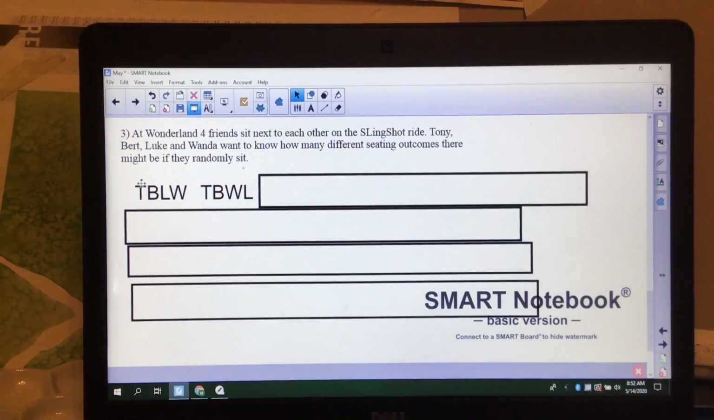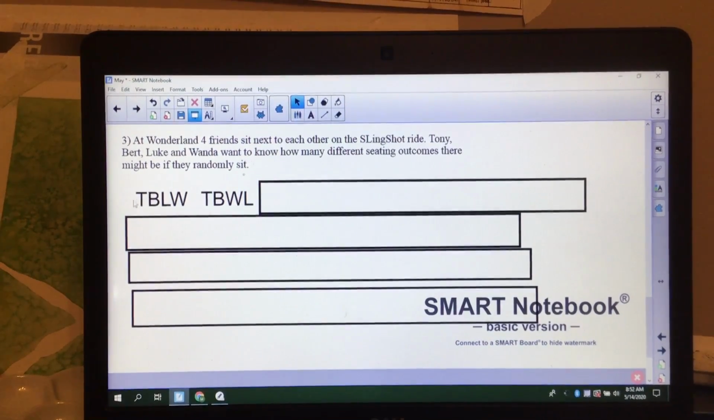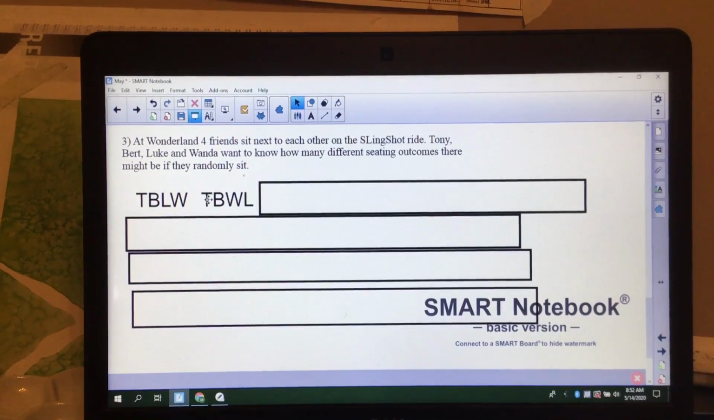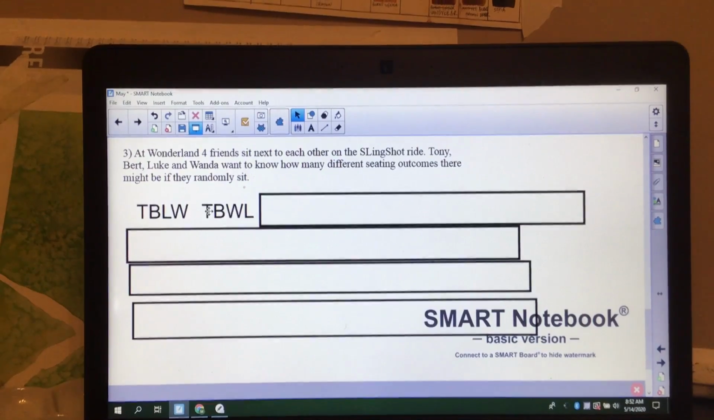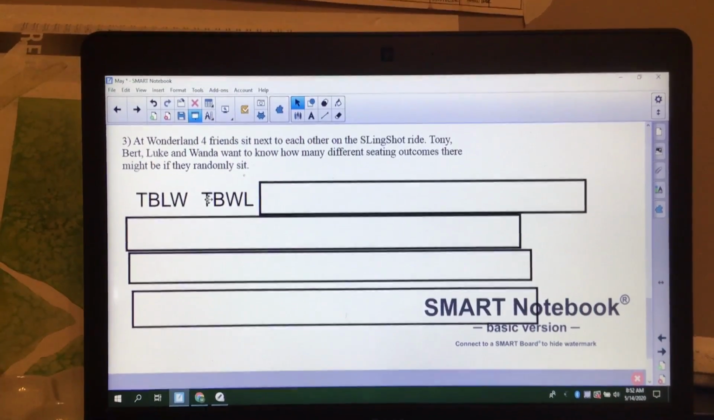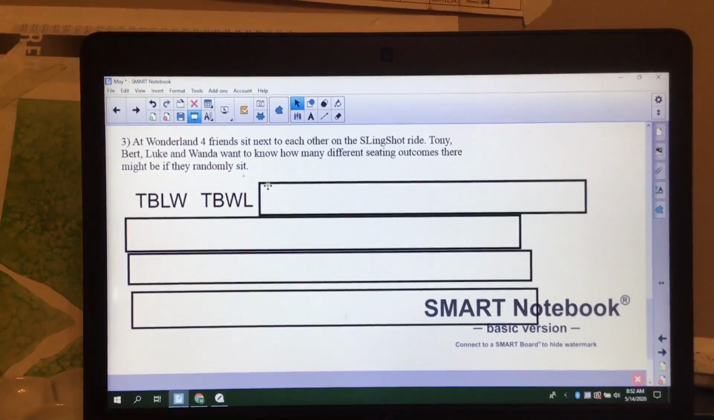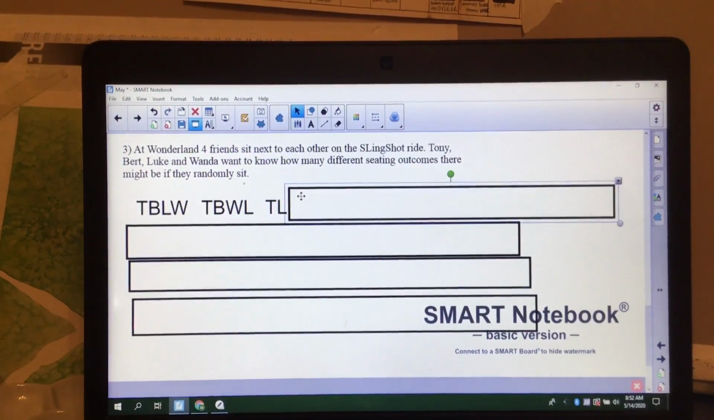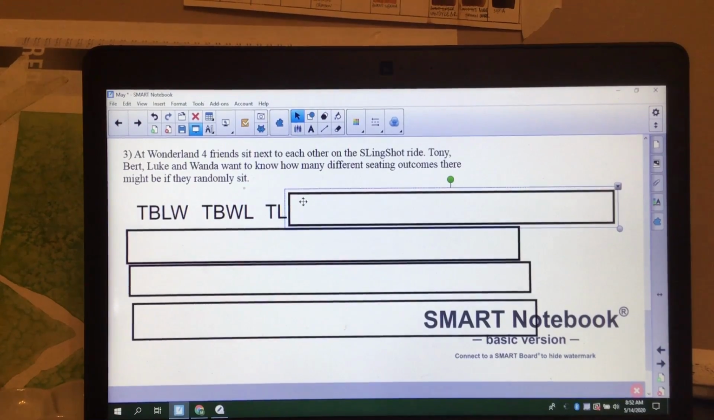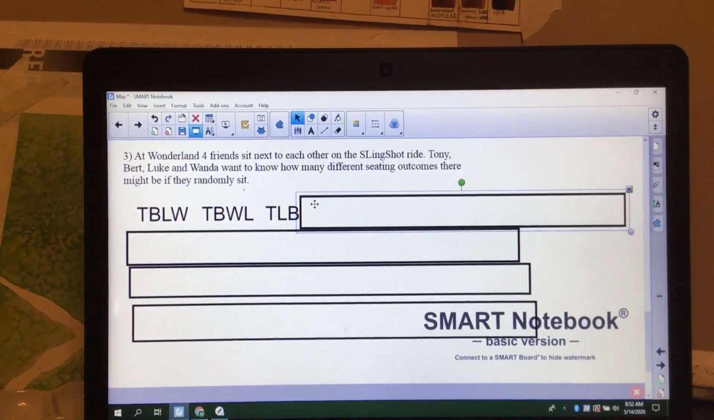Okay, so on this first line, I'm going to keep Tony at the front, like that first seat all the time, and then I'm just going to switch them out from there. So this is Tony with Bert second. This is Tony with Luke second. Okay, so Tony, Luke.